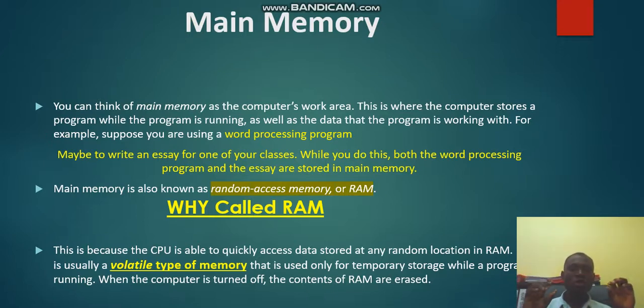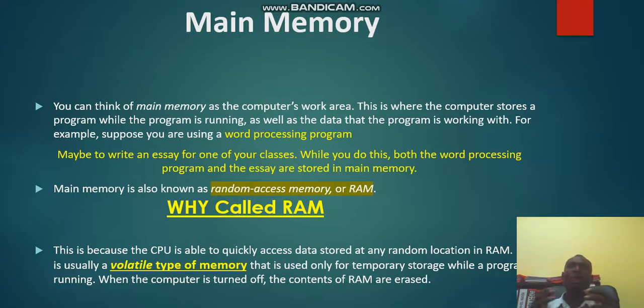RAM is usually a volatile type of memory. Volatile? What do you mean by volatile? Well, it loses its content. It is used only for temporary storage. The RAM is a temporary storage location while a program is running. When the computer is turned off, the content of RAM is erased.